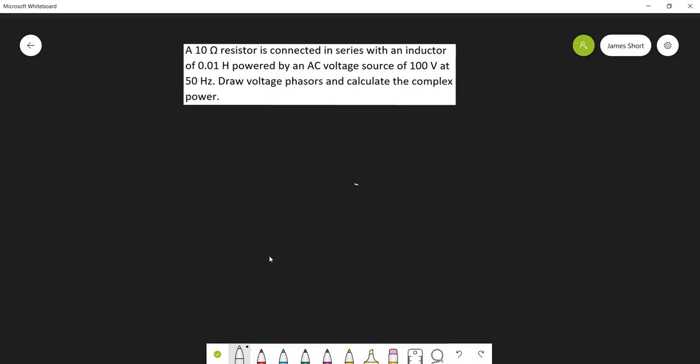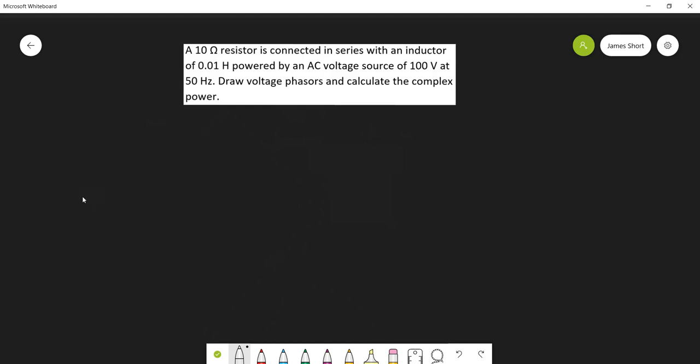So let's take a look at an RL series circuit. A 10 ohm resistor is connected in series with an inductor of 0.01 henries, and that's powered by an AC voltage source of 100 volts at 50 Hertz. It's asking us to draw the voltage phasors and to calculate the complex power.